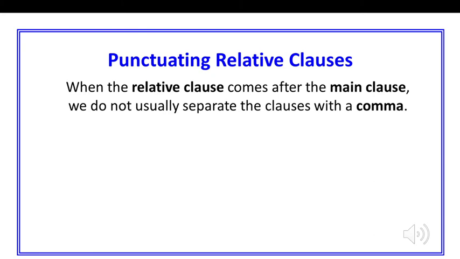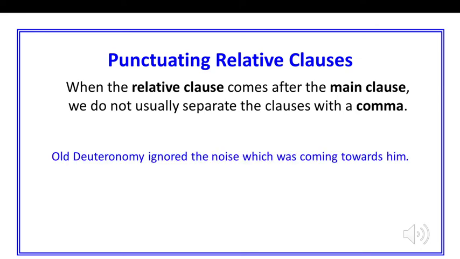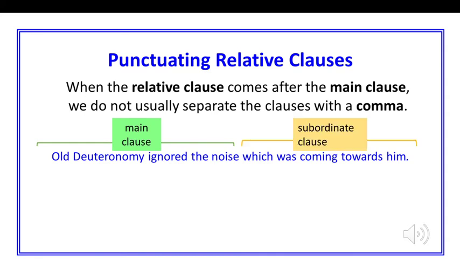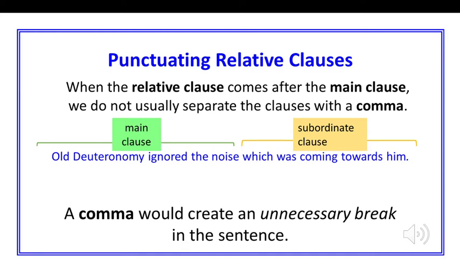So when we're thinking about punctuating relative clauses, we have to think about different things. If the relative clause comes after the main clause, we do not usually separate the clause with a comma. So for this sentence, we have old Deuteronomy ignored the noise which was coming towards him. So the main clause there is old Deuteronomy ignored the noise, and the subordinate clause or relative clause is which was coming towards him. If you add a comma in there, it creates an unnecessary break in the sentence. Sometimes we would use it, but you do not need it.